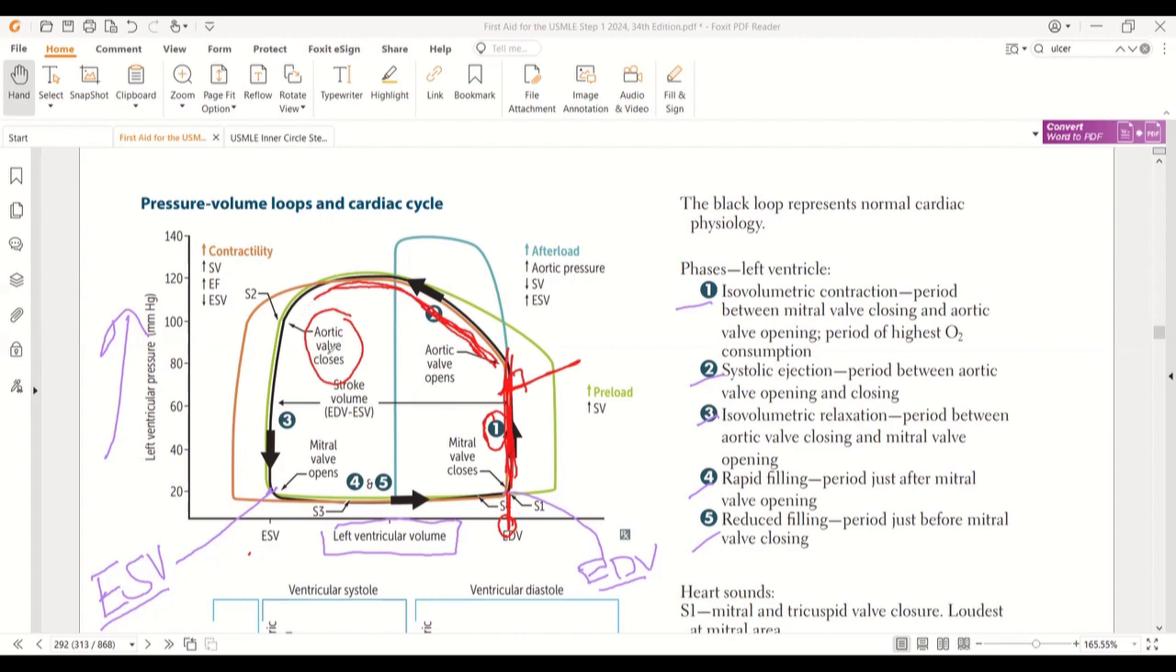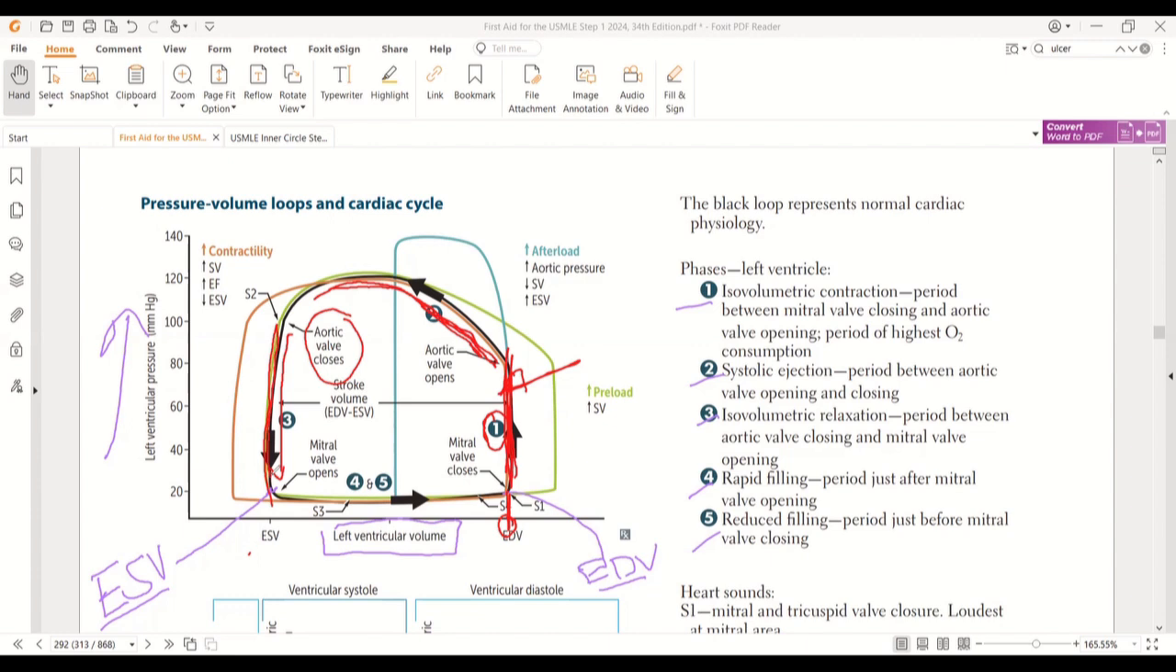So the aortic valve closure and pulmonary valve closure produce which heart sound? That's S2. S2, right? Yes, S2 heart sound. So at the beginning of the isovolumetric relaxation, S2 takes place. Here you noted that the pressure is continuously going down. But what happened to the volume? It remains the same. So what phase of the cardiac cycle is this? It is the isovolumetric relaxation.